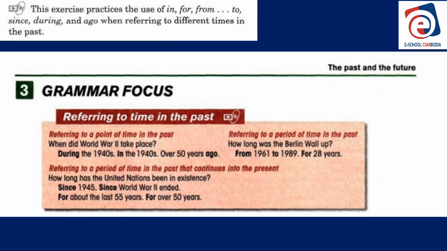So this is not just an English lesson in this unit, but it's also a history lesson. But we are on lesson number 3, which is grammar focus. In this grammar focus, this exercise practices the use of in, for, from, to, since, during, and ago. These are time-associated words, teaching us how to use these words to talk about something that happened before.